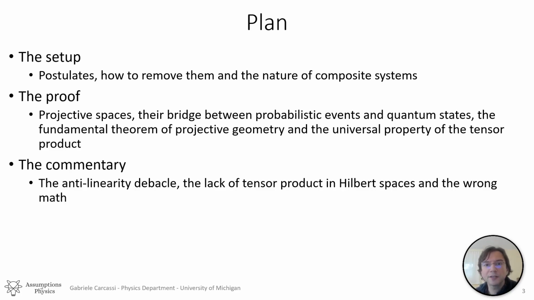In the second part, which is going to be the more technical, we'll go through the proof. We're not going to go through it in complete detail, but we'll hit the main points that also give us a little bit more understanding of the mathematics that is used in quantum mechanics. We see, for example, that projective spaces are actually where the physical information is encoded, and we'll see how they can bridge the probabilistic event that we have in the quantum description with the quantum states themselves.